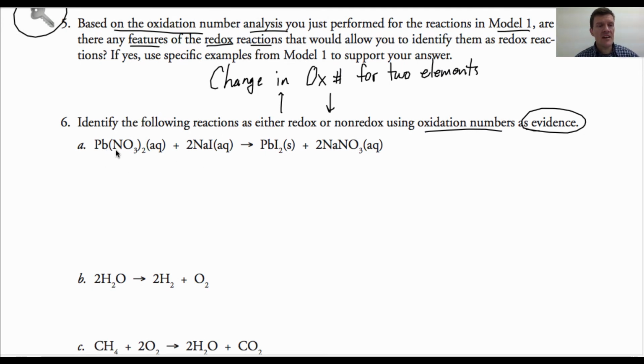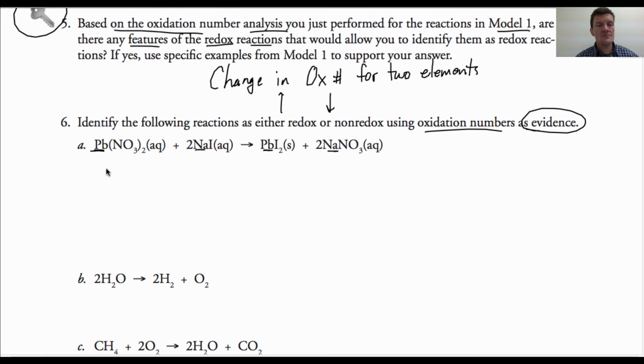Here we have lead nitrate. We've got sodium iodide, and a reaction occurs. This is a double displacement, by the way. These are two ionic compounds. The lead and the sodium are going to switch places. Notice now the lead is with the iodide, the sodium is with the nitrate. Okay? So let's assign some oxidation numbers.